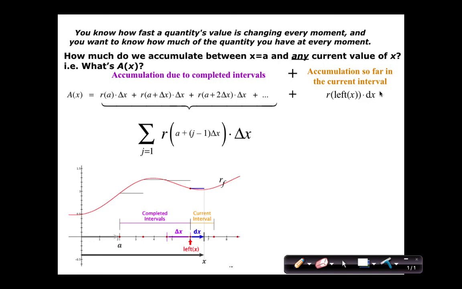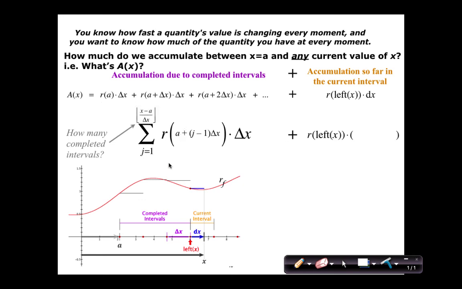But how far are we into the current interval? Well, it's however far x is past the beginning of the interval, however far x is past left of x. How do I figure out how big that is? Subtract. The number of completed intervals was this floor function. So we did 1 through 3 before. There were 3 complete intervals. We're going to do 1 through that floor of (x minus a over delta x) to get the number of completed intervals.